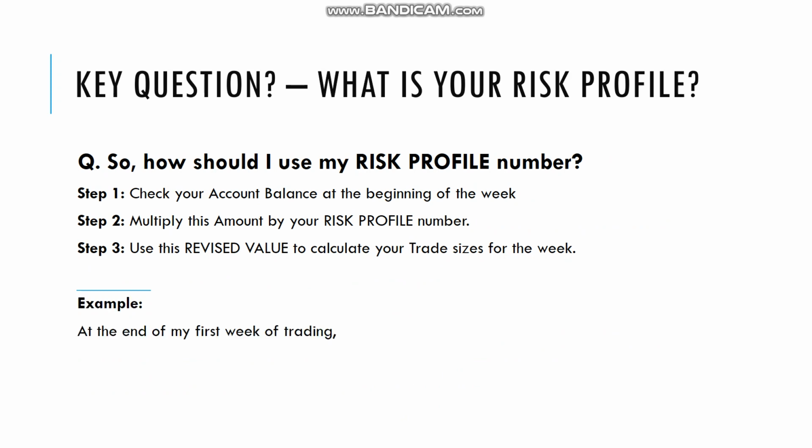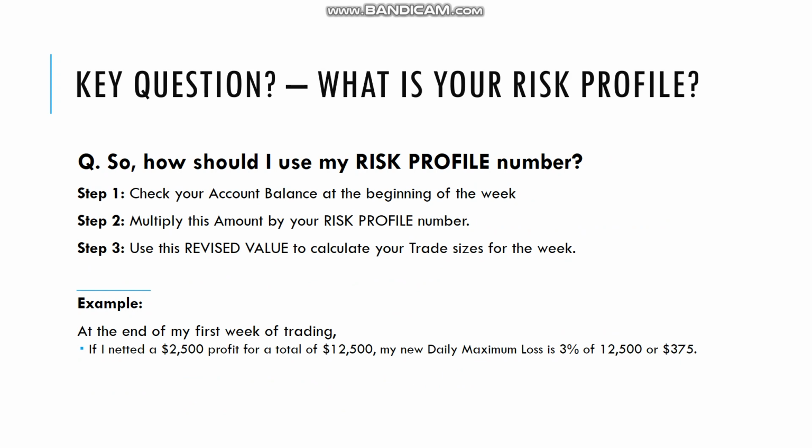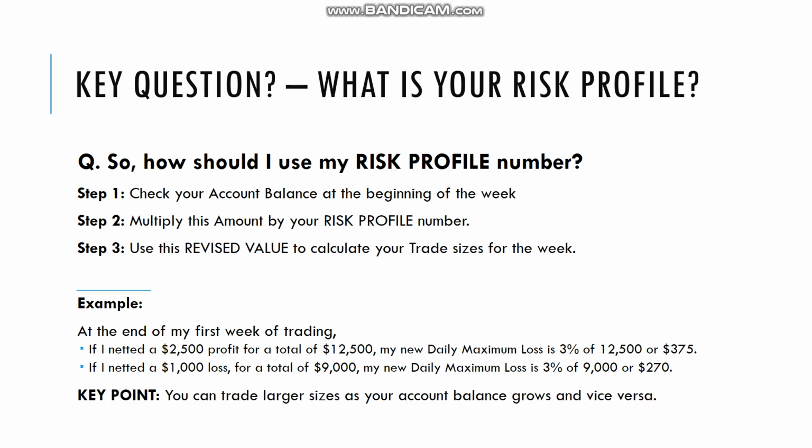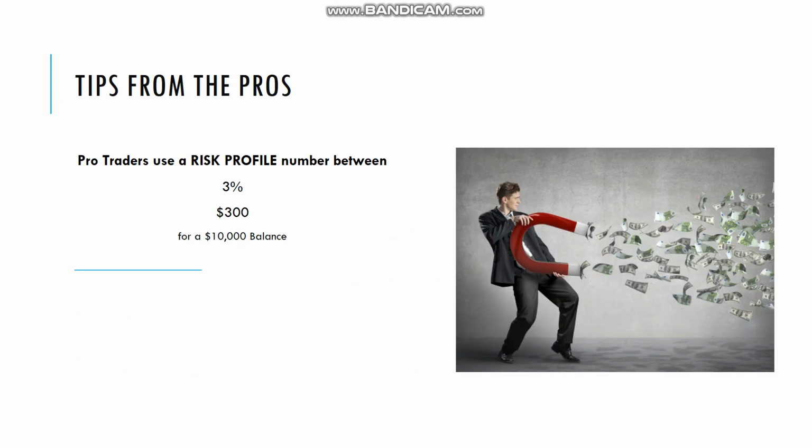As you can see in this next example, if I increase my account balance to $12,500 from $10,000, my new daily maximum loss is no longer $300, but 3% of $12,500, or $375. That means I can trade more than the week before. The reverse is true too. If I lost money last week, then my maximum daily loss decreases and I trade less. The key point is that you can trade larger sizes as your account balance grows and vice versa. Cool. Now let's use what we've learned and apply some tips from the pros.